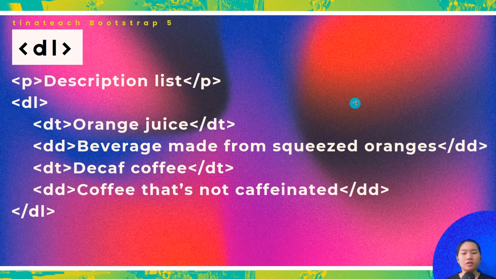All right. Now, DL for description list. I've talked about this in my previous HTML lessons. DL is for description list, DT is for description term, and DD is for description, okay? You just put all of these in a container. Fixed container, fluid container, whatever containers you want, and the format will follow. So we have description term is orange juice. This will be in bold. And then we have the description of the orange juice. It's a beverage made from squeezed oranges. And this will not be bold, regular text.